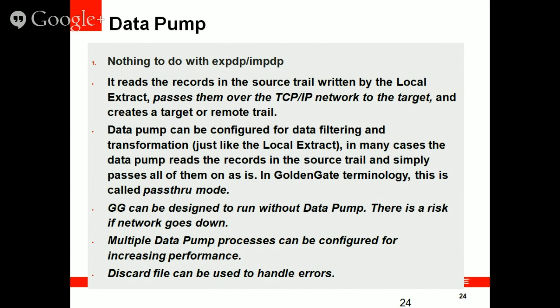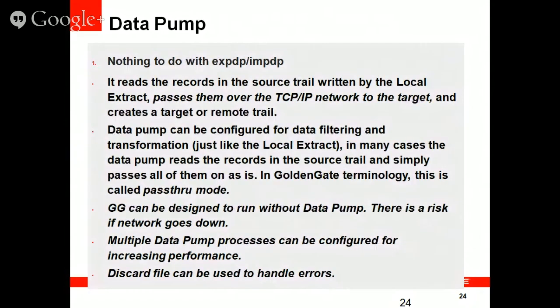So the data pump process reads records in the source trail written by the local extract, and it will pass them through the TCP/IP network to the target. And at the remote side, they will be captured by another process, and they will be put inside the remote trail. So at the source side there will be a local trail, and at the remote side there will be a remote trail. So data pump can be configured for data filtering and transformation, just like local extract.